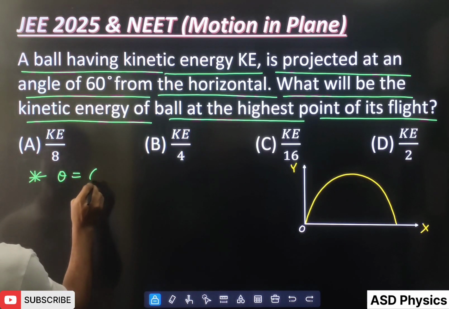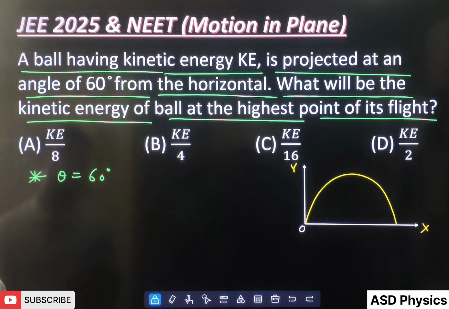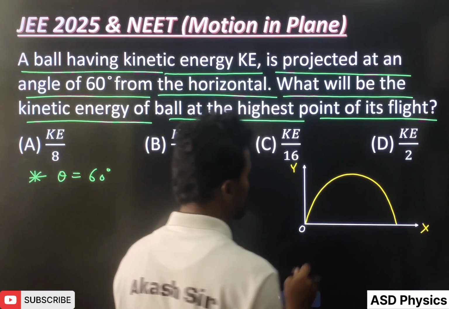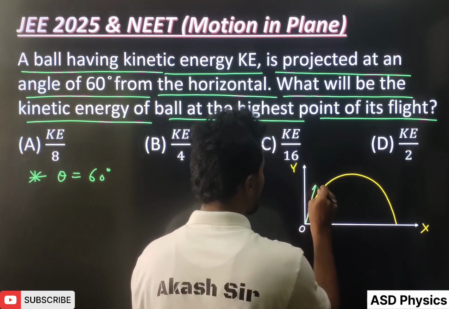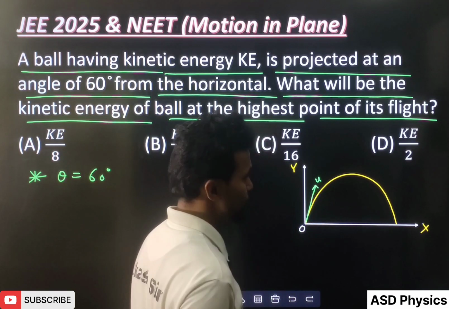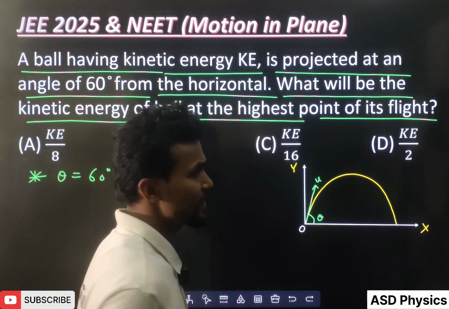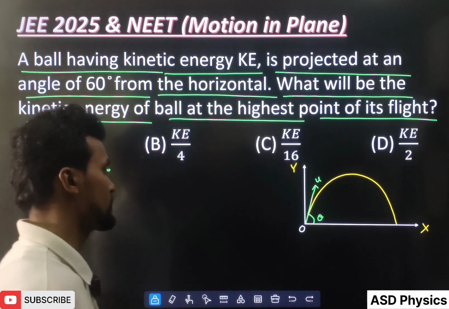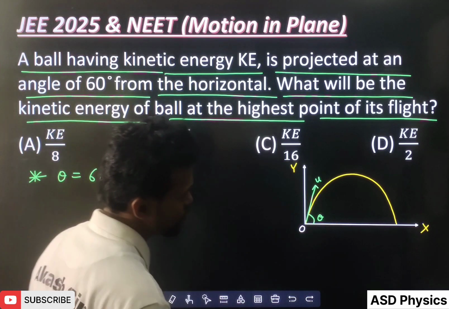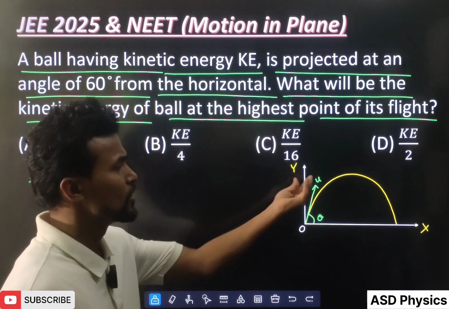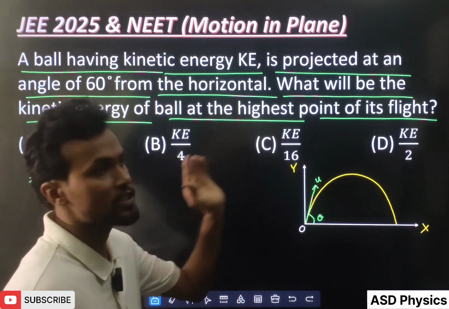Theta is given here, 60 degrees. Let's take, for example, that we are projecting the body with velocity u, at an angle theta. Kinetic energy is a scalar quantity, so here we will not write u cos theta i cap, u sin theta j cap. This is only the magnitude of the velocity, or speed.